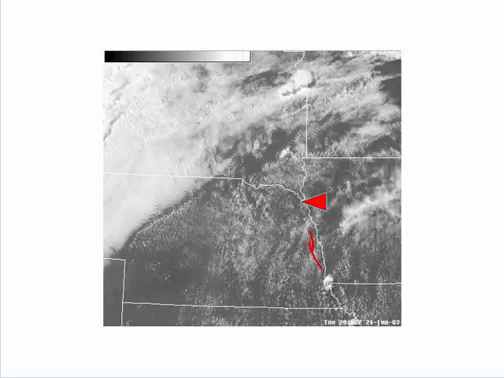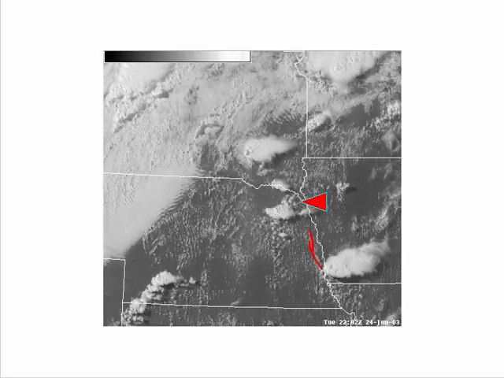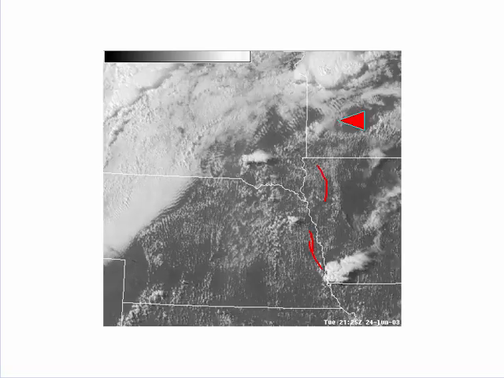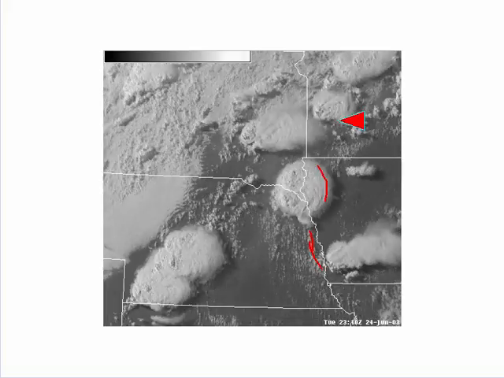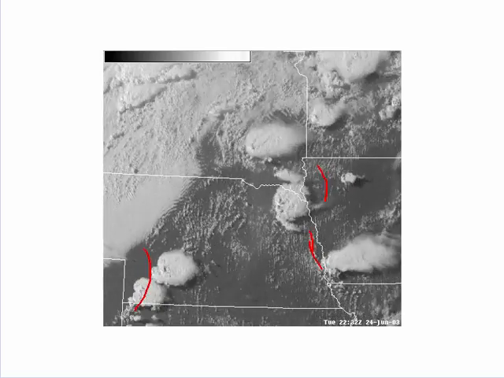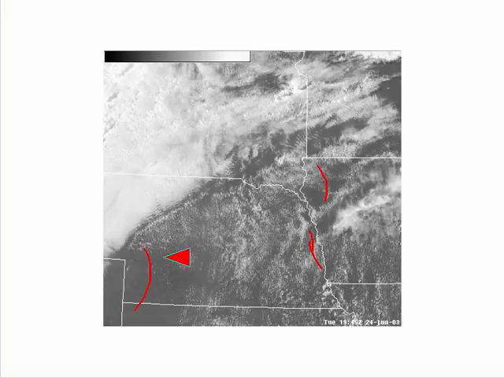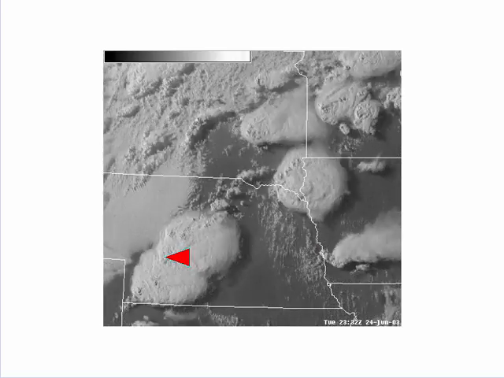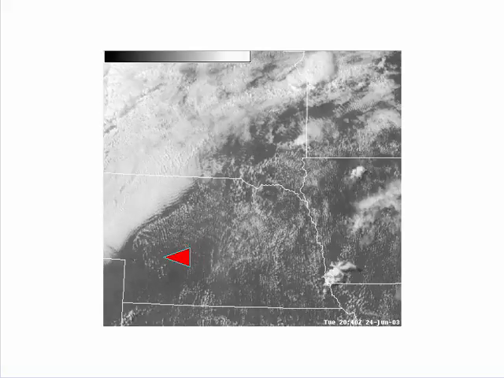We see a little enhancement moving through western Iowa right here. As it intersects that boundary to the north, it triggers another tornadic storm. You can see the dry line right in here as the day progresses, and the differences between the two air masses are enhanced. We can clearly see where the dry line is. Let me stop that loop and go back and let's look at that a little more closely.